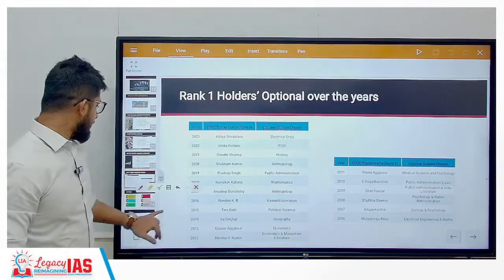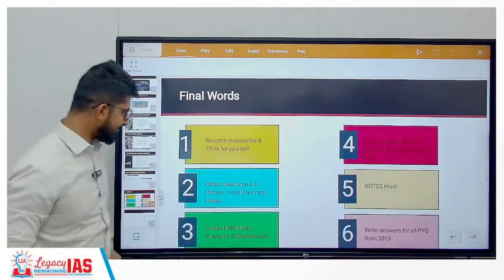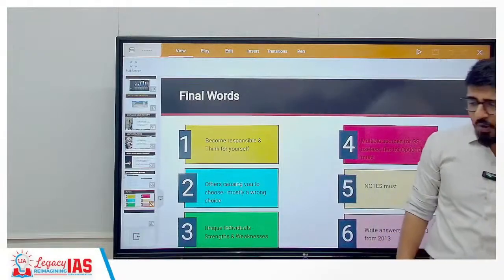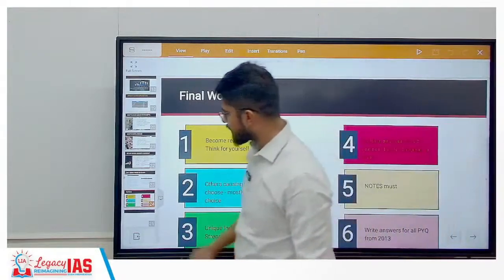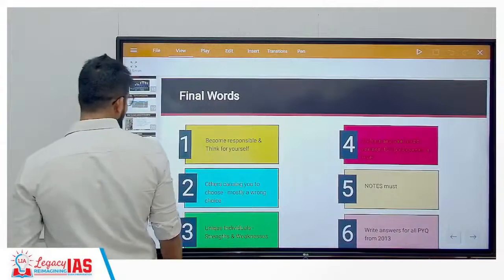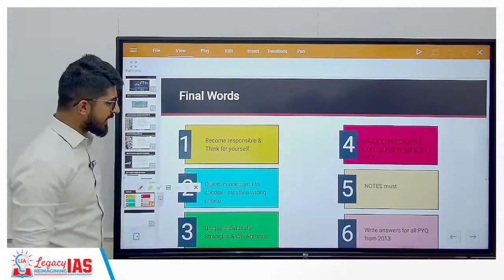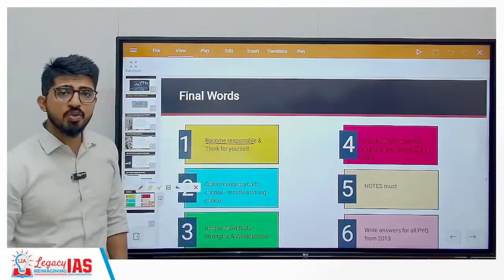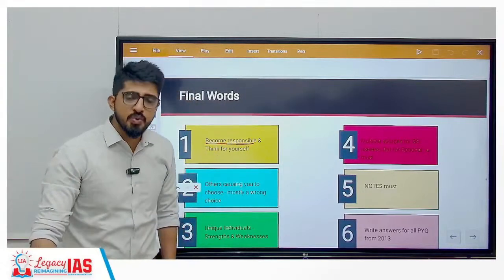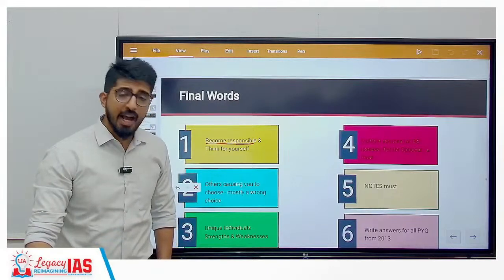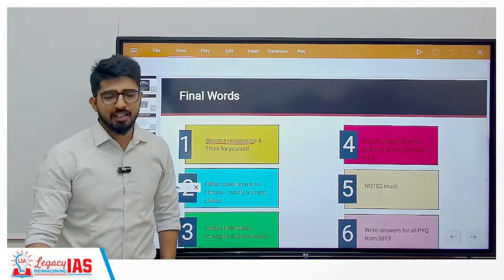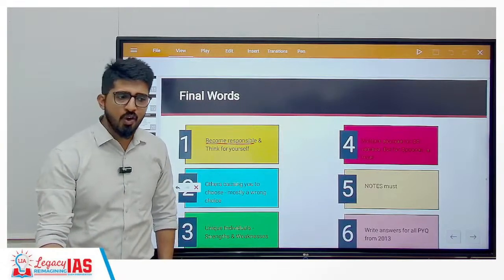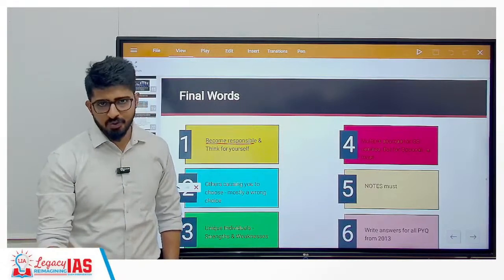Final words for this session. Do not choose an optional based on someone else's suggestion. Choose an optional for yourself and become responsible. You should take the responsibility of choosing the optional, that is, I am choosing the optional because I like it. You have to make the decision. Do not ask someone else to make a decision for you.